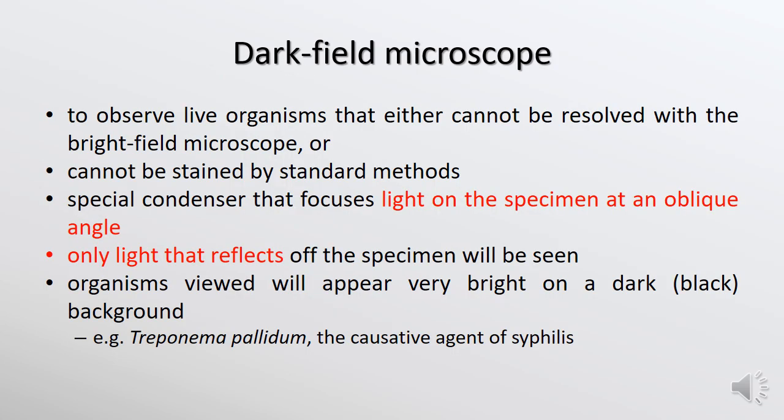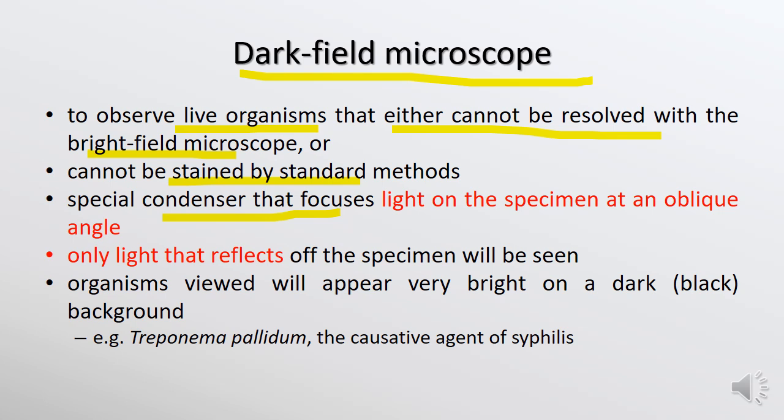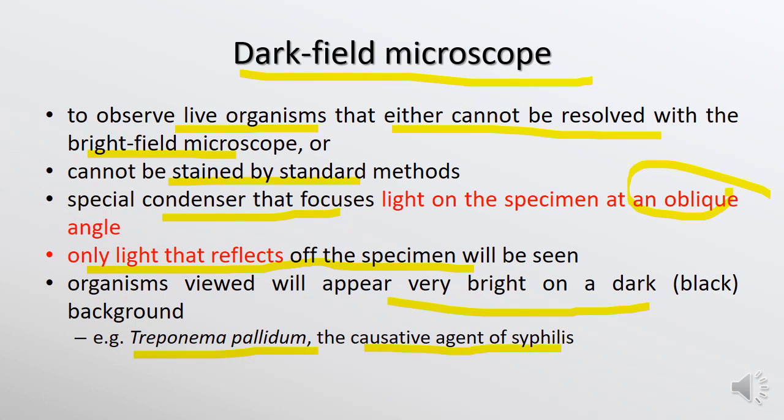Okay, the following microscope is a Darkfield microscope. A Darkfield microscope is usually used to observe live organisms that either cannot be resolved with a Brightfield microscope or cannot be stained with the standard methods. Darkfield microscopes usually have a special condenser that focuses light on the specimen at an oblique angle, and only light that reflects off the specimen will be seen. Therefore the organism will appear very bright on a dark background. The background is usually black, and it is very often used in the clinical setting for the detection of Treponema pallidum, which is the causative agent of syphilis.